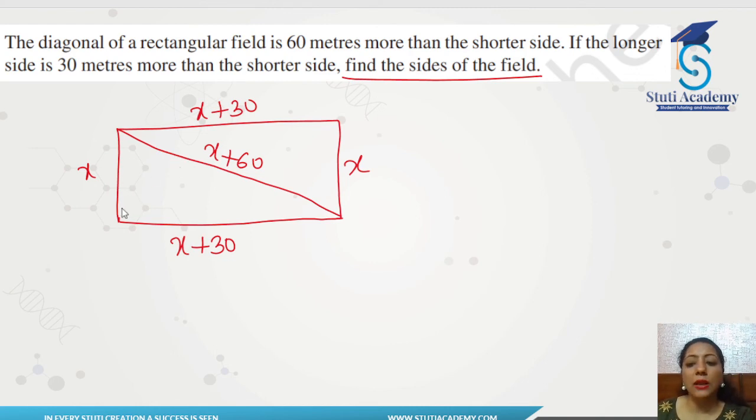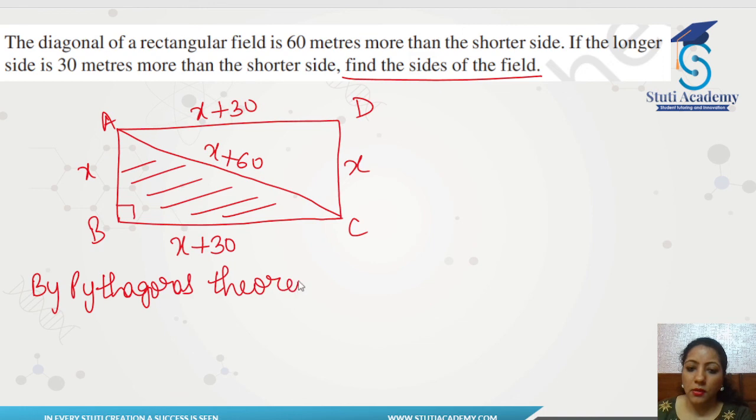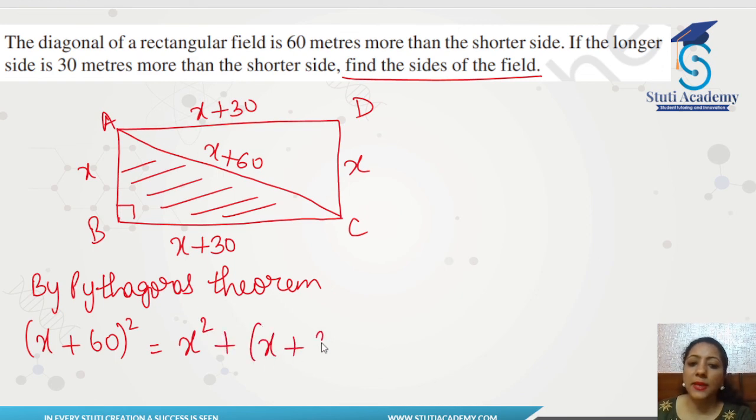Now, please notice it is a rectangle. In a rectangle, all angles are right angles. So this is 90 degrees here. Now, if this is 90 degrees, let us name this as A, B, C, D. So we can say that this is a right angle triangle. Now, in a right angle triangle, we can apply Pythagoras theorem. So by Pythagoras theorem, we know that the hypotenuse square is equal to altitude square plus the base square. So now we can open the brackets here. We can solve here using a plus b whole square.